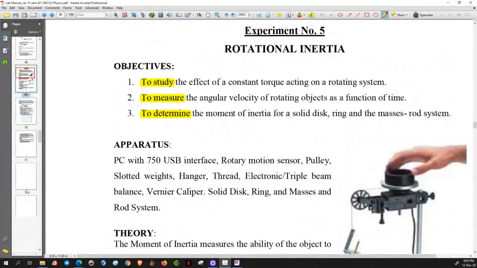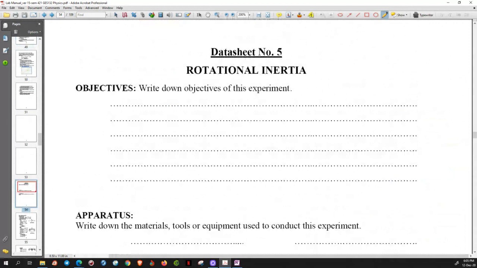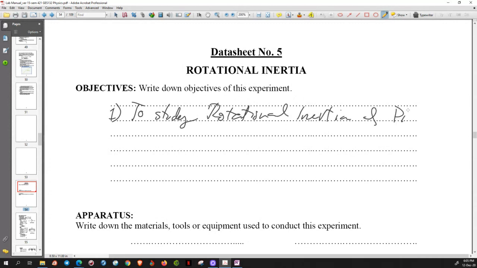How should I write the objective? Okay, let's go to the objective. Number 1, let's say you have to write 1. Okay, again, to study what? Rotational inertia. Okay, you can be specific to the study rotational inertia of disk because you are going to use disk. Or you can say to study rotational inertia of mass and rod because that's the shape that you have to make or to study.